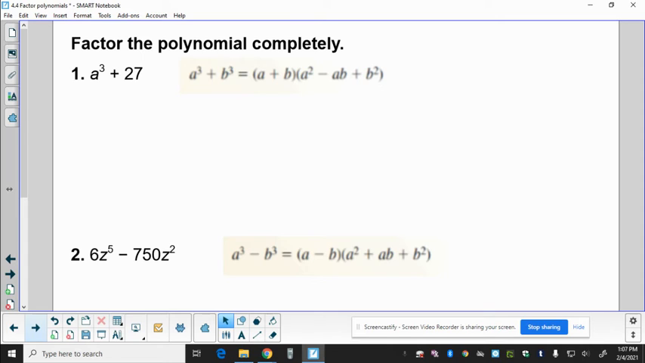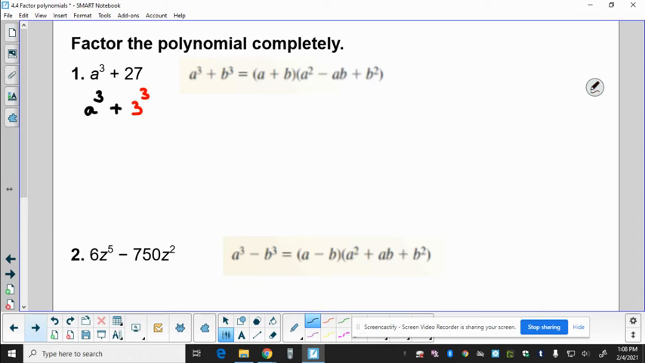Now, the reason why I know that is that the first term is a perfect cube because it's written as a cubed. The second term could be written that way. Now, I want everybody to think about this. What is the cubed root of 27? Or in other words, what number multiplied by itself 3 times would give you 27? And that answer is 3, right? So 3 times 3 is 9 times 3 is 27.